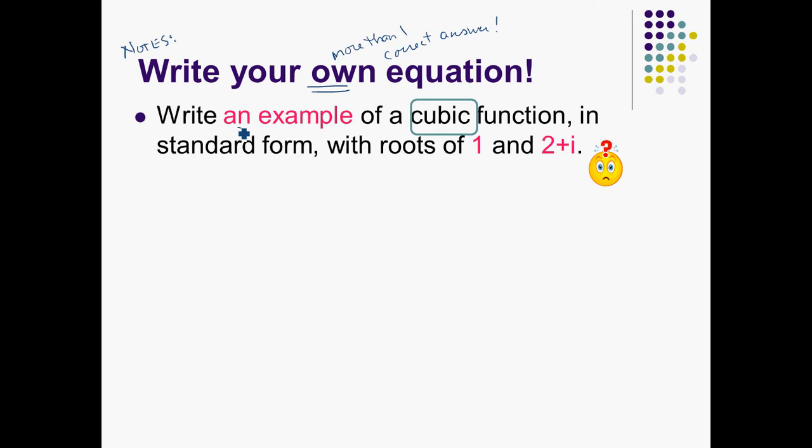Write an example of a cubic function, which means degree 3, which means there are 3 zeros. This is the dagger. Standard form is not factored form. Remember, they might say standard or general. It means you have to multiply out your factors.